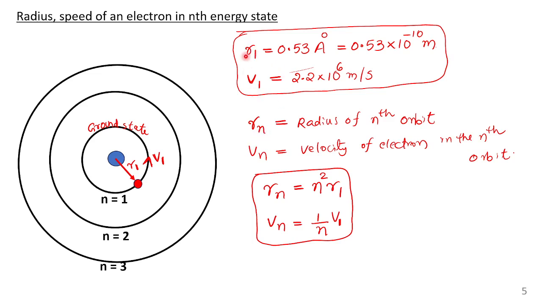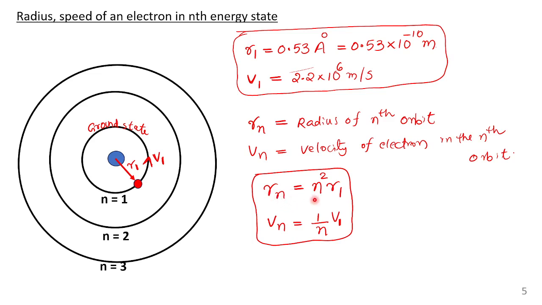Then using these values I can find out the radius and velocity of the electron in any energy state. Rn is the radius of the nth energy state or nth orbit. Okay, sir. Vn is the velocity of the electron in the nth orbit. In the nth orbit, the electron will have a certain velocity, Vn. These formulas you better memorize.